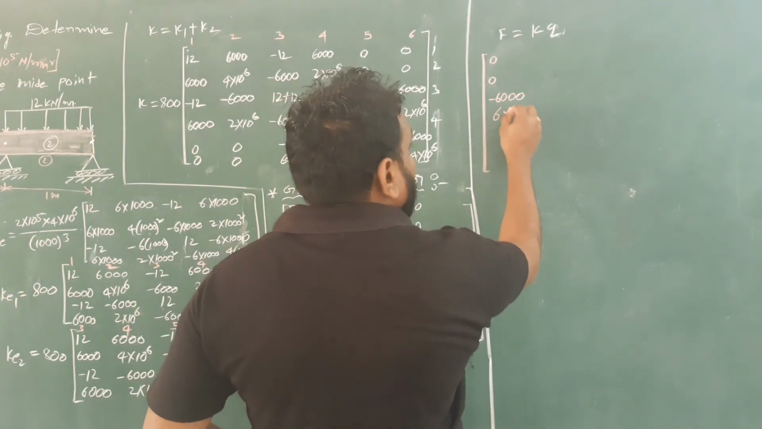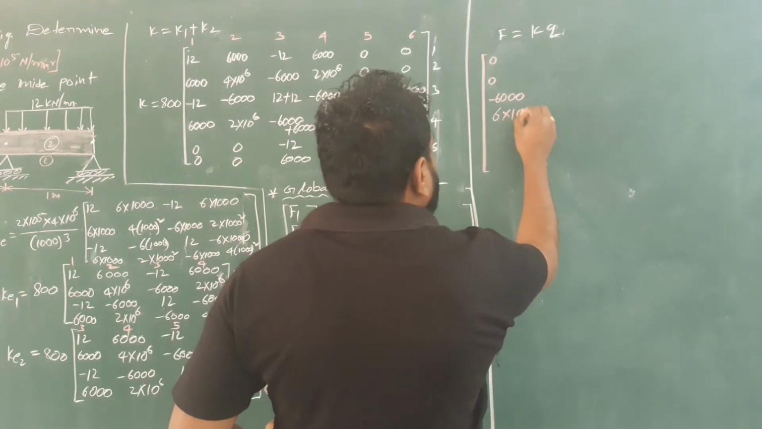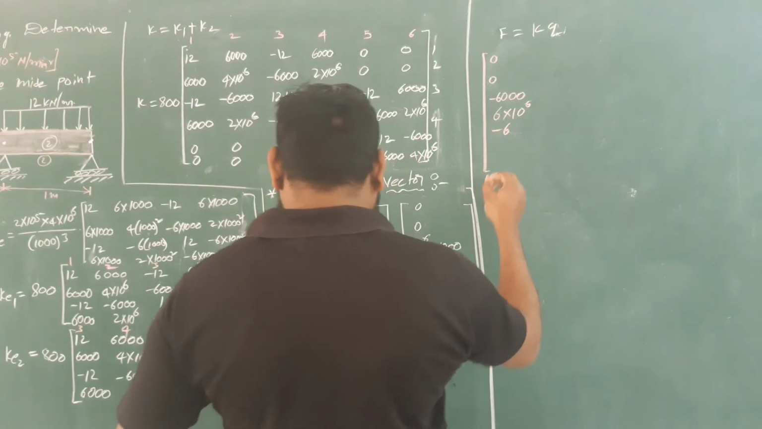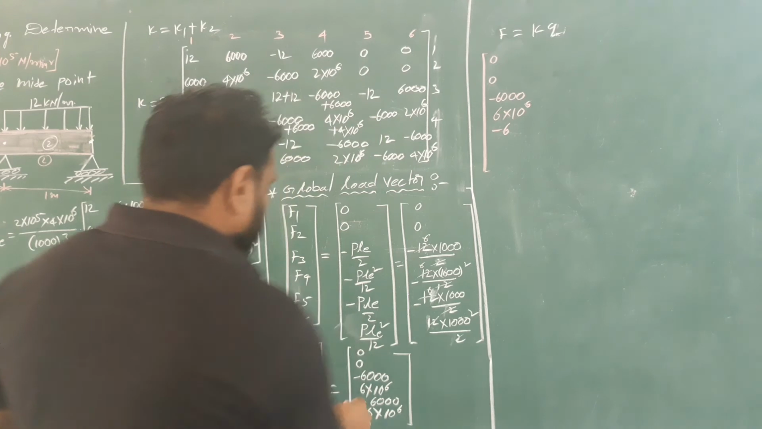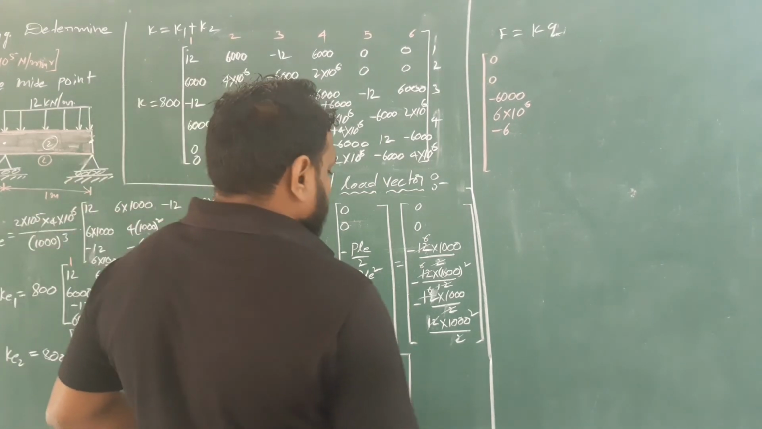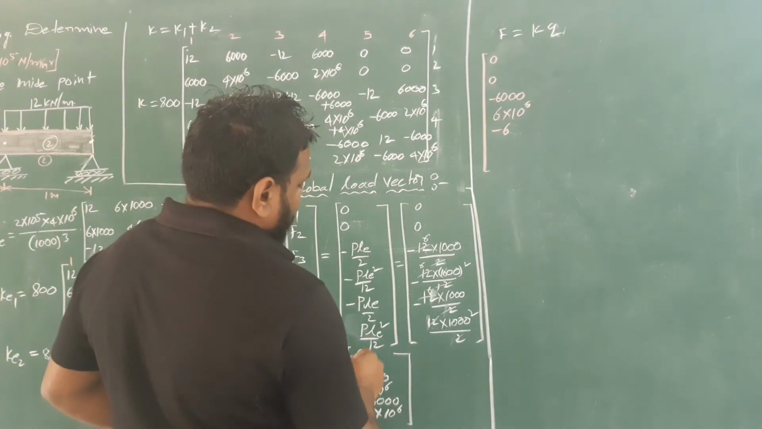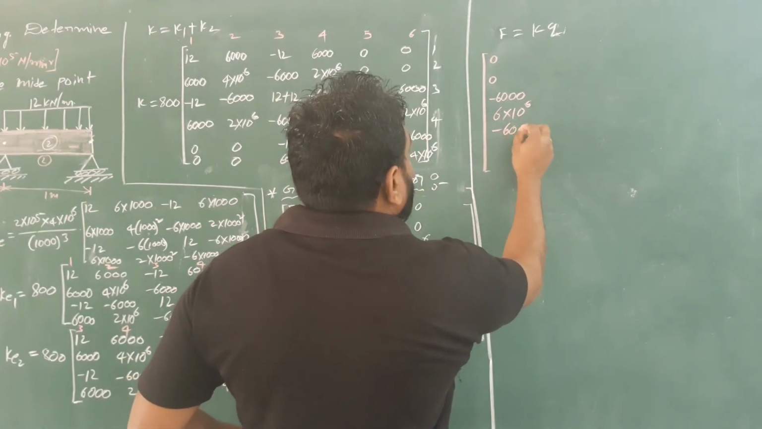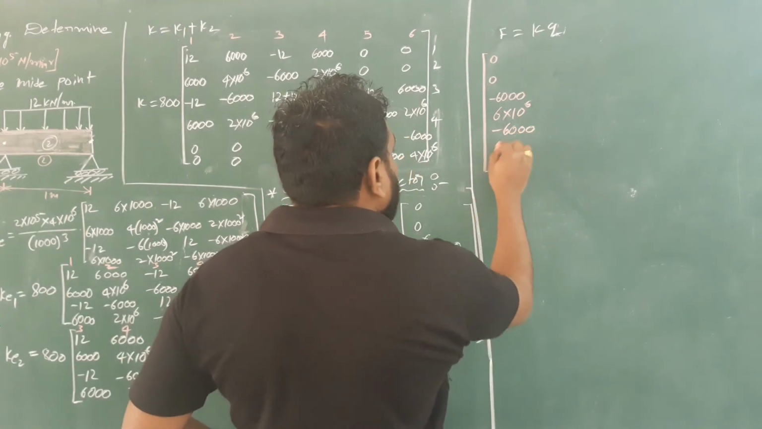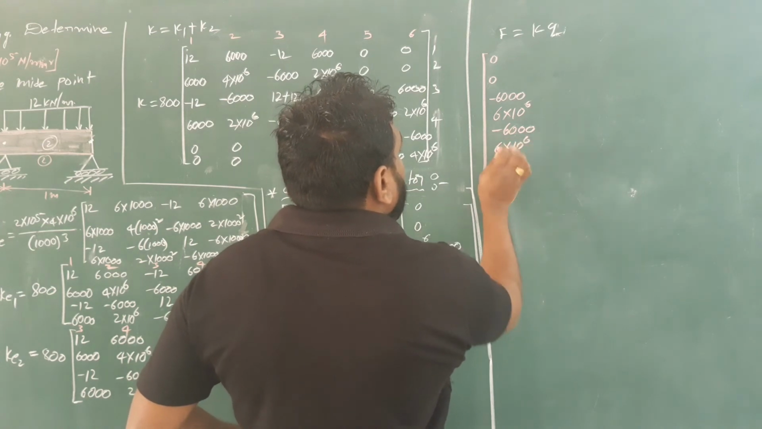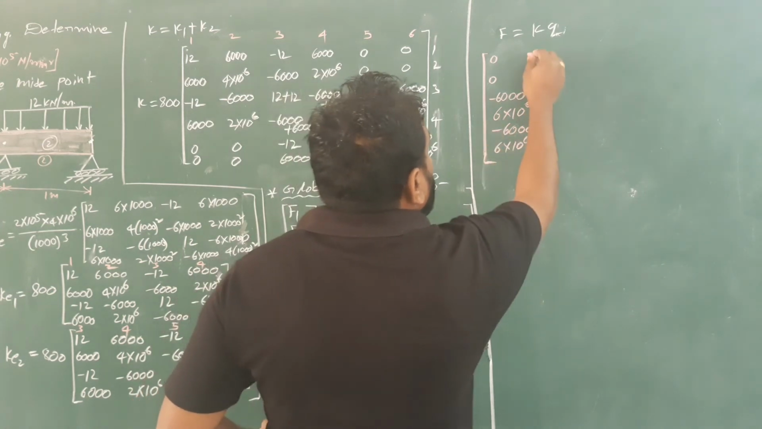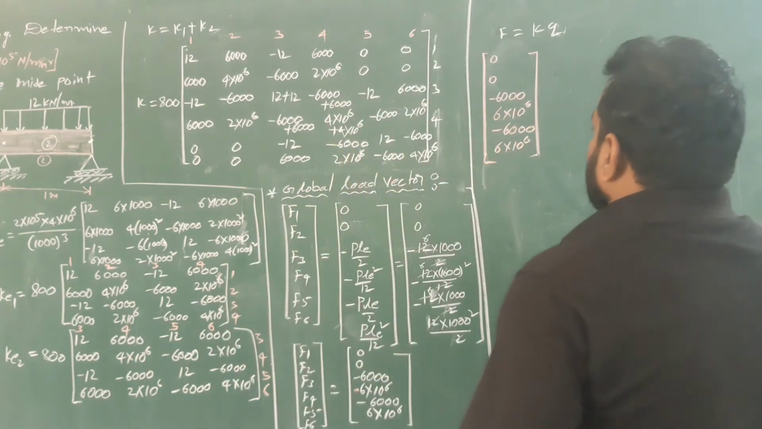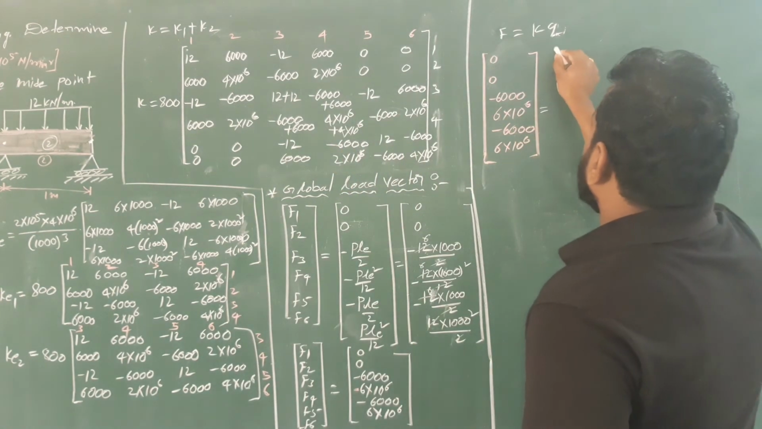Here 6 into 10 to the power of 6. Here minus 6000. This is also minus. This is also minus. Okay. Minus 6000. And this is 6 into 10 to the power of 6. Okay. This is the force vector for a beam element. So given beam element, okay. So it is equal to K.